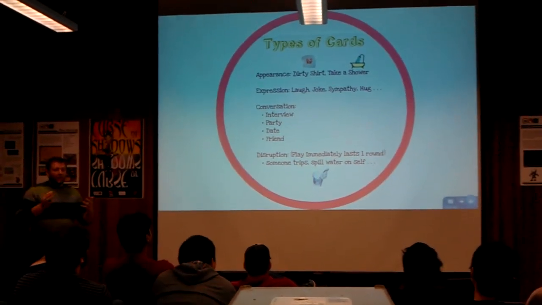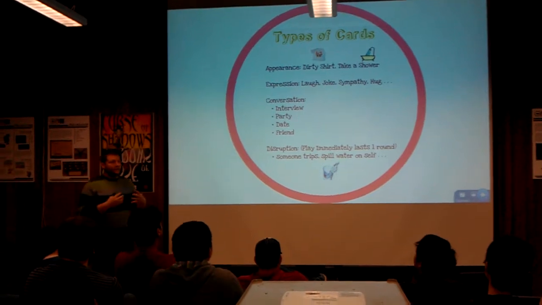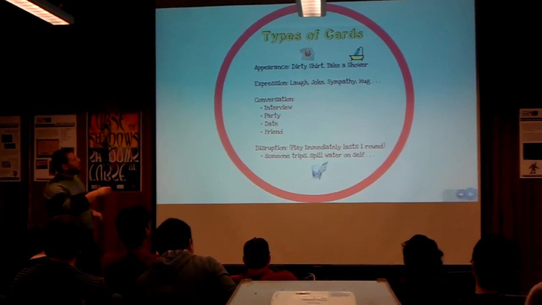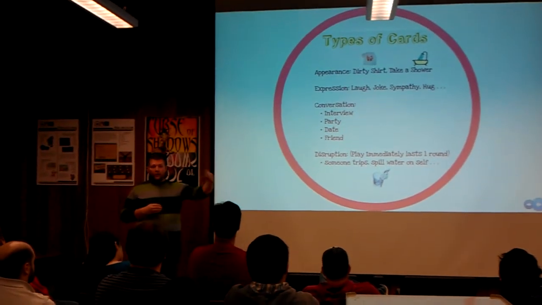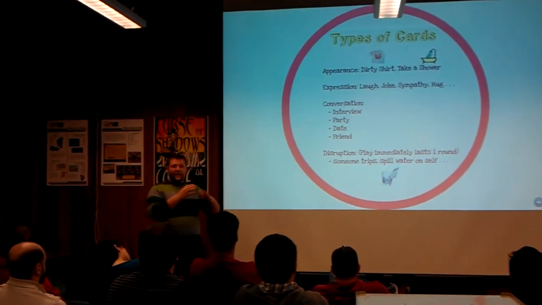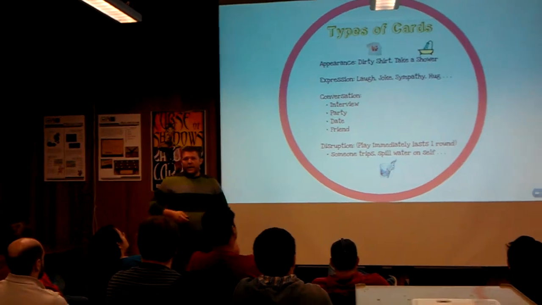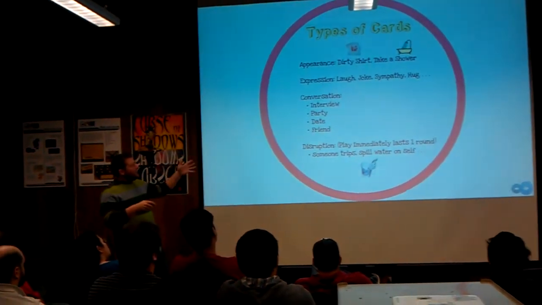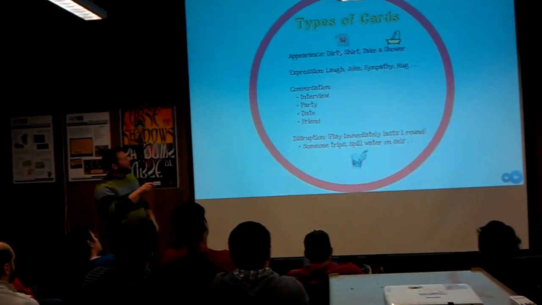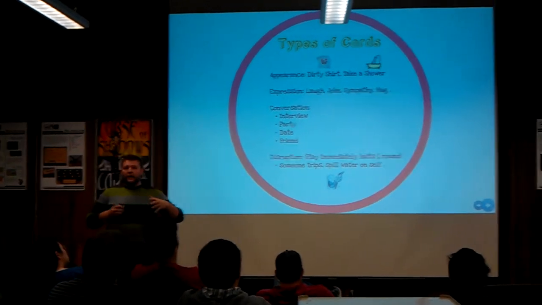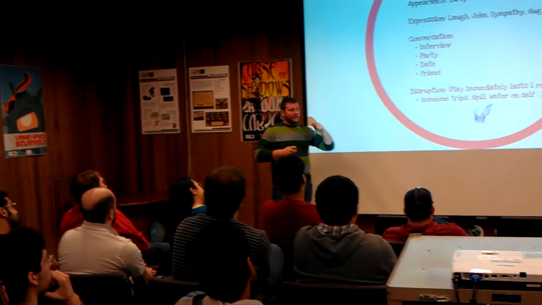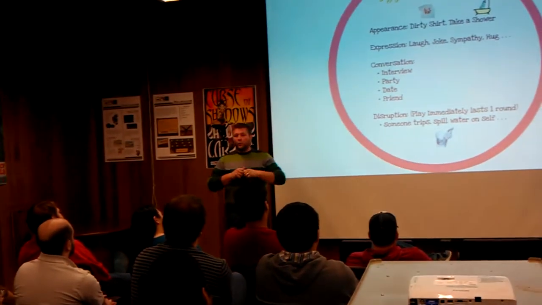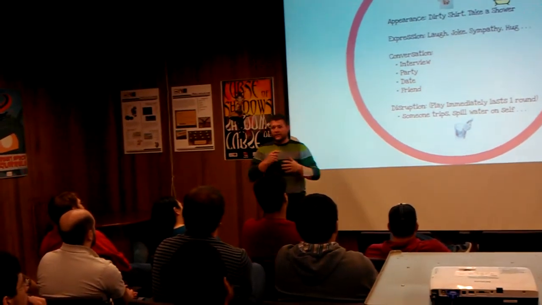So types of cards in our game, there's 4 main types of cards. First is appearance cards. These are cards that you can play on yourself or on others, so kind of a defense and an offensive card. Some examples would be playing a dirty shirt on someone, so that would say, oh, you have a dirty shirt, and the only way to get rid of it is to get the card that says clean shirt, or take a shower, or change clothes, or something like that.